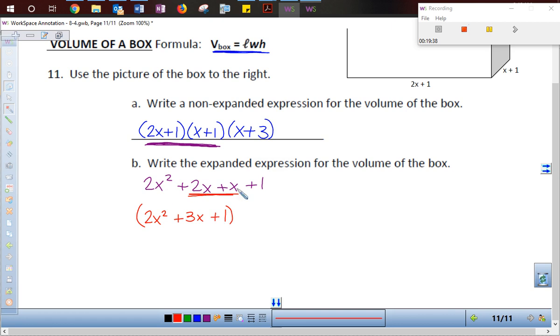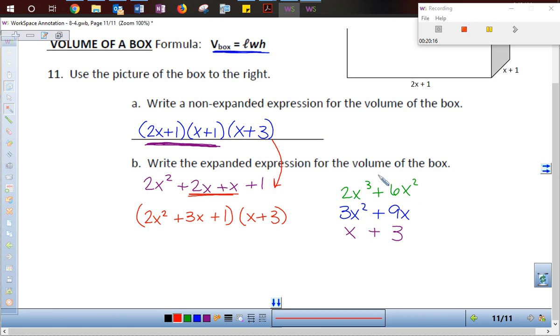After you have simplified that, bring down your third binomial, that x plus 3, and distribute your first polynomial throughout it. So 2x squared times x gives me 2x to the 3rd power. 2x squared times 3 gives me 6x squared. My second term, 3x times x, gives me 3x squared. And 3x times 3 gives me 9x. My third term, 1 times x, is just x, and 1 times 3 is 3.